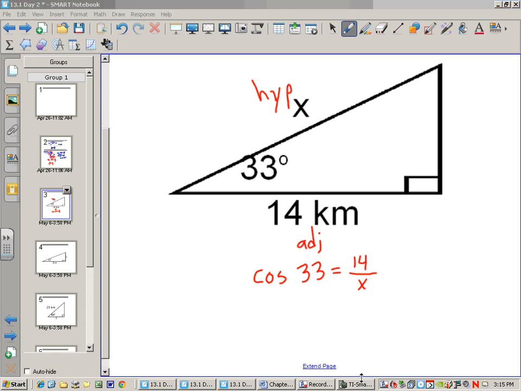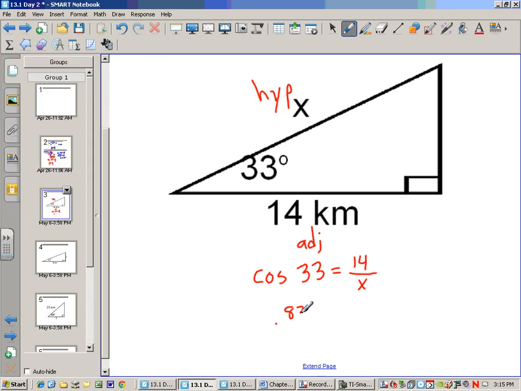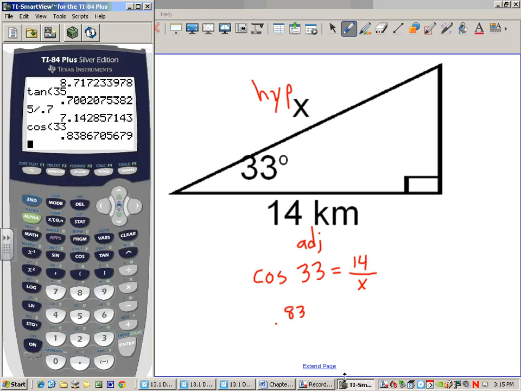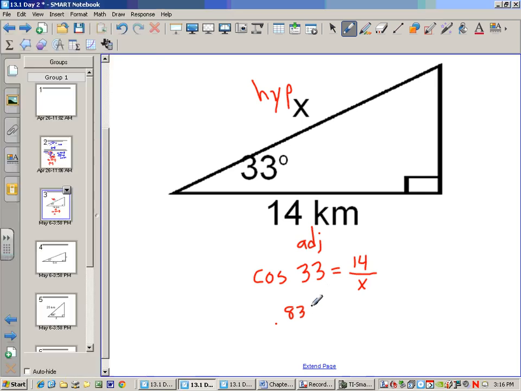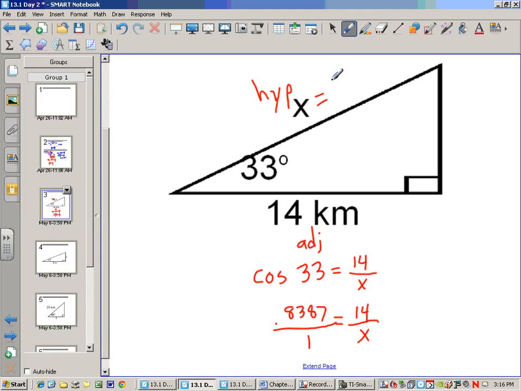Now I have to figure out what cosine of 33 actually is. Cosine of 33 is equal to 0.8387, which is equal to 14 over x. Now, when I cross multiply, 14 times 1 is 14, divided by this answer, gets us 16.69. So this value is 16.69.